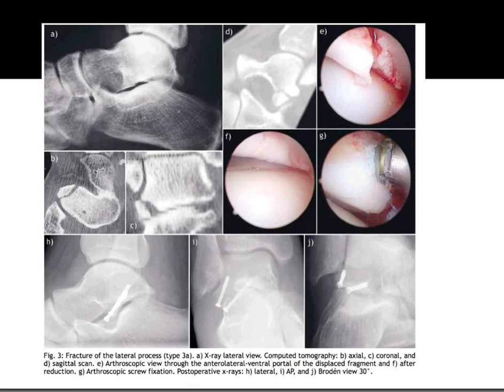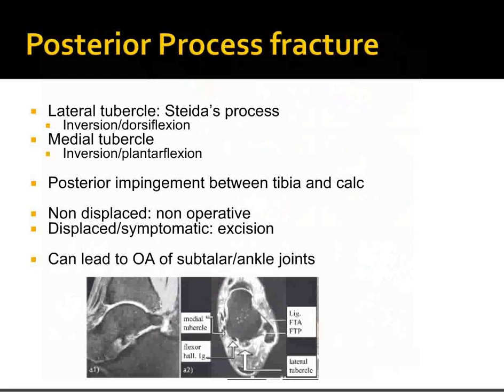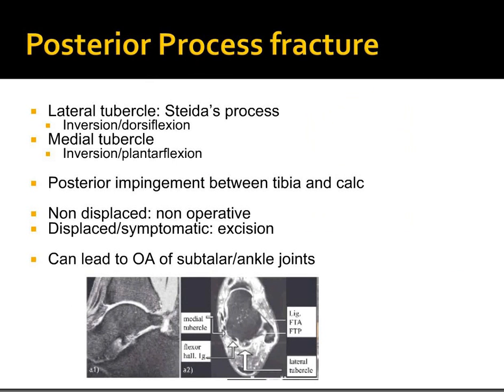This is an example of a lateral process talar fracture. There you can see it, and this was reduced and fixed with some screws. Posterior process fractures: this is where the FHL basically comes down. The groove separates the lateral and medial sides, the lateral tubercle and the medial tubercle. If displaced, it can cause posterior impingement. Once again, non-displaced, non-operative; displaced or symptomatic, you can excise.